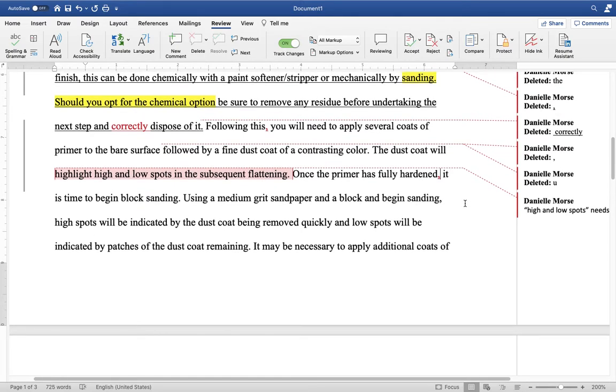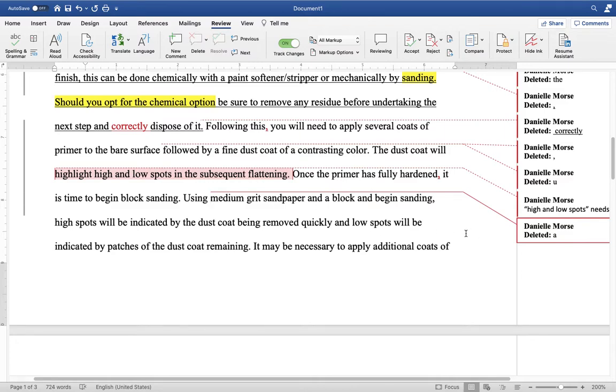Using a medium grit sandpaper. I don't know if, again, the article is necessary here. Using medium grit sandpaper and a block. I might do this, actually. Block sanding. I might connect these.